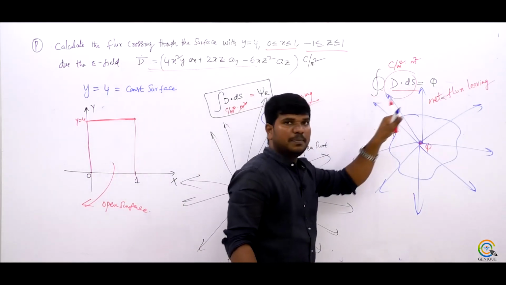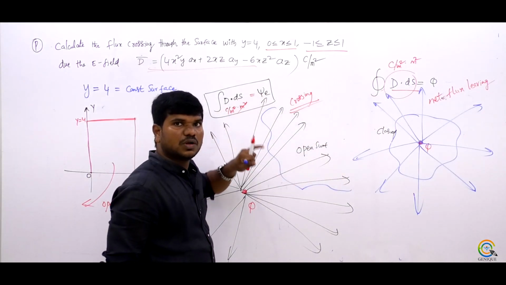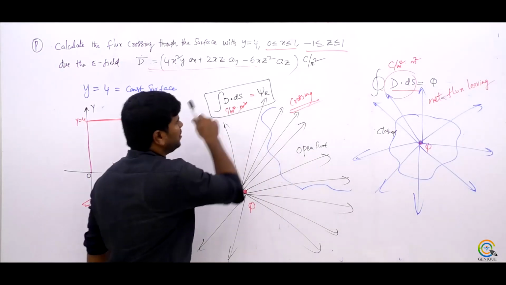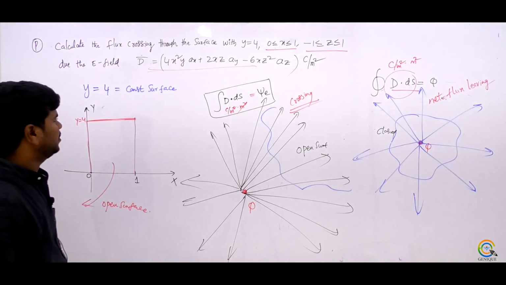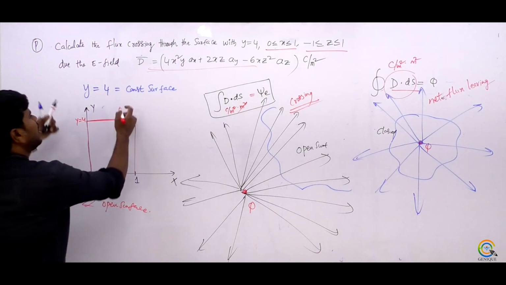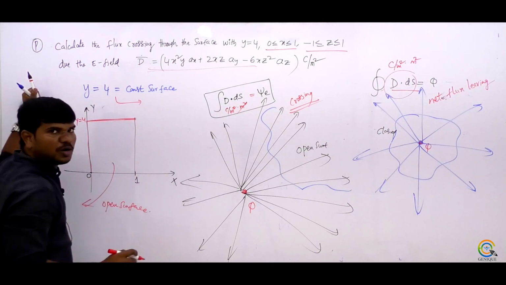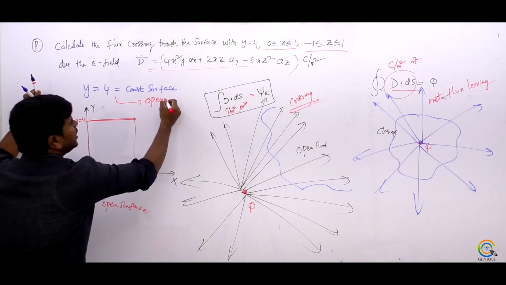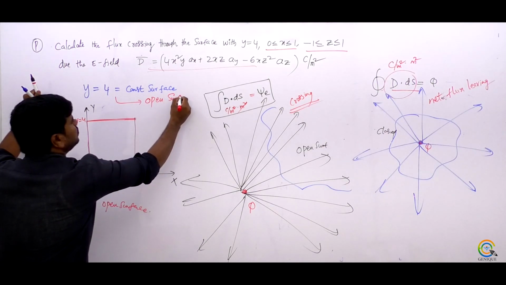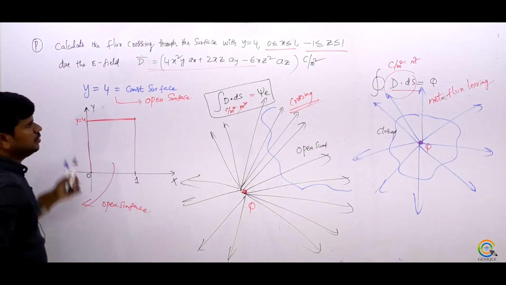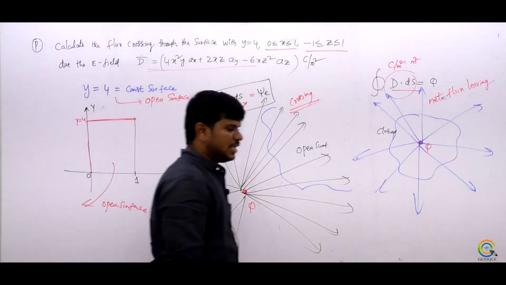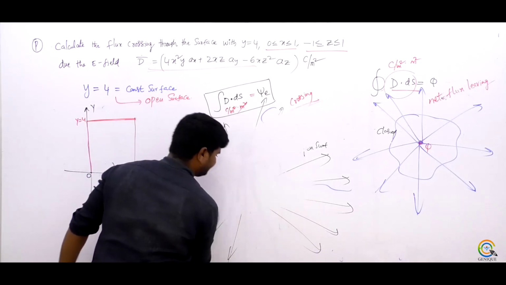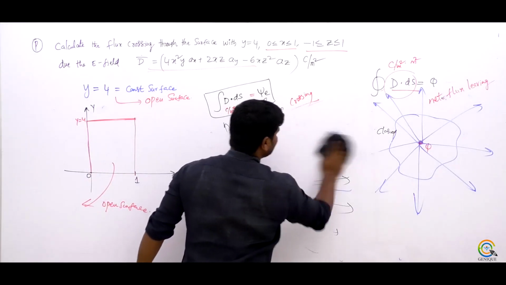This is Gauss law, but this is not Gauss law. To apply Gauss law, it must be a closed surface, but this is an open surface, so it is not Gauss law. So what has he given? He has given y equals 4, which means it is open. You have to notice this: it is an open surface. So after this, how do we proceed?